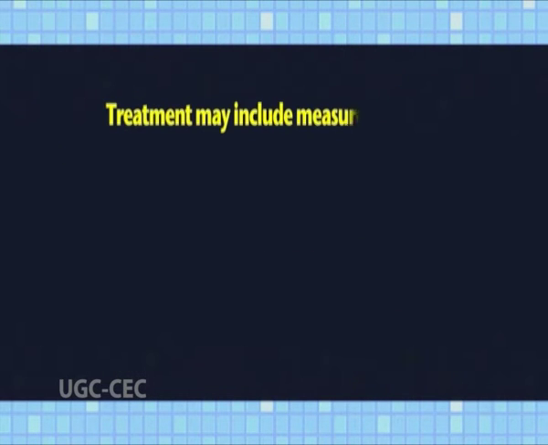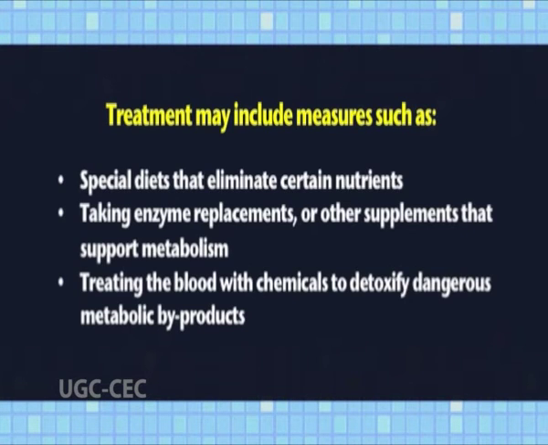Treatment may include such measures as special diets that eliminate certain nutrients, taking enzyme replacements or other supplements that support metabolism, treating the blood with chemicals to detoxify dangerous metabolic byproducts.